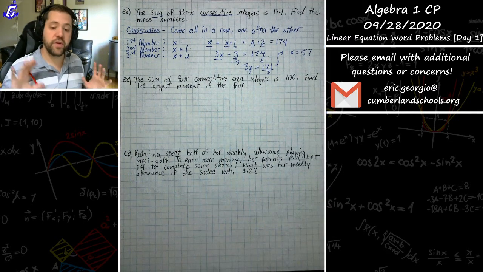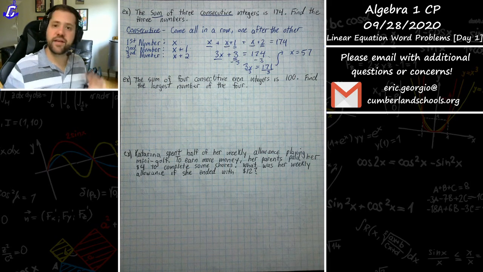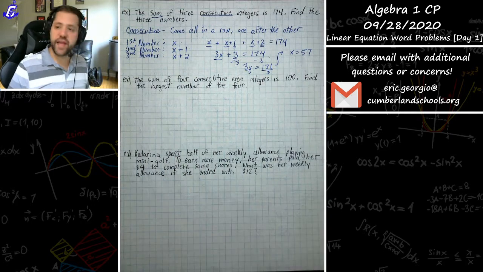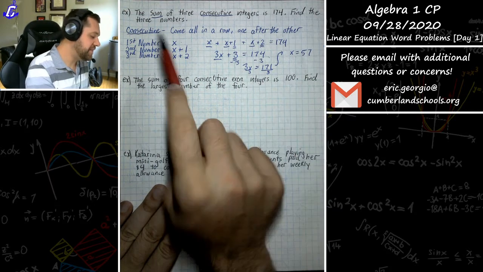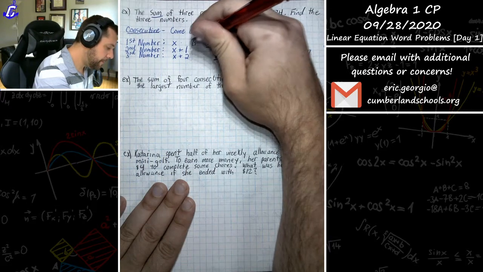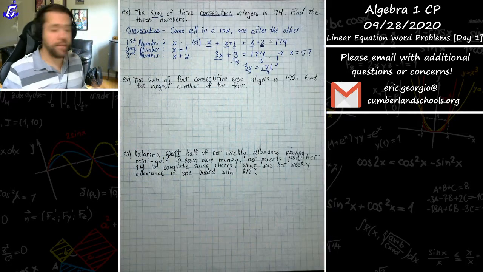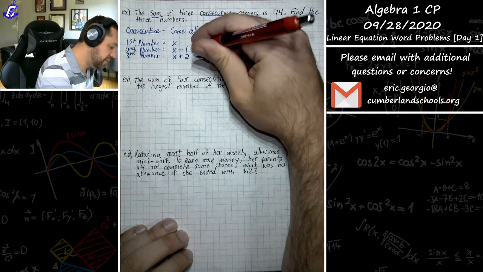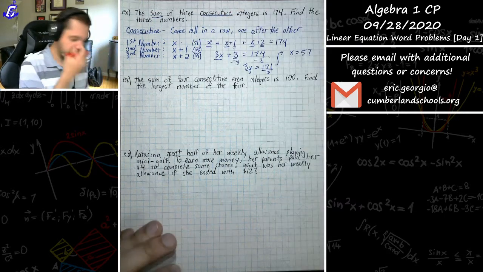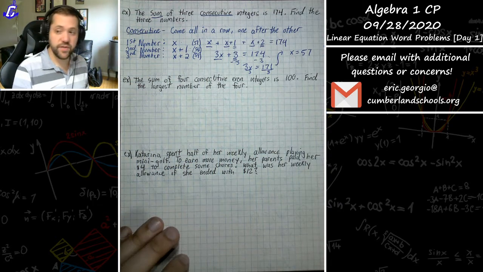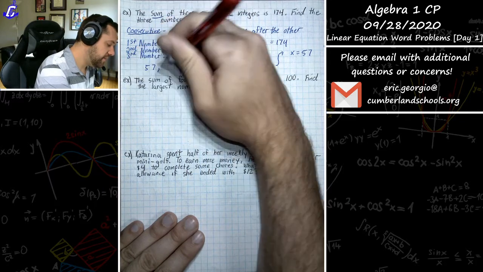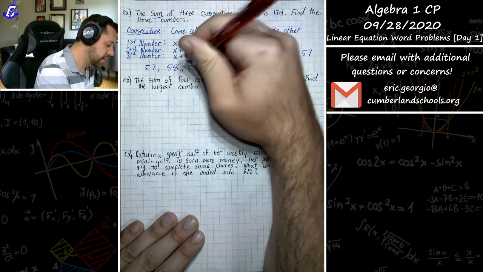Now, do we put a box around that and signify that as the end? No. The problem was asking, find the 3 numbers. So if I know that x is 57, that means my first number was 57, which means that my second number is going to be 58, and my third number is going to be 59. All right, so make sure that your answer here should be the 3 numbers are 57, 58, and 59.